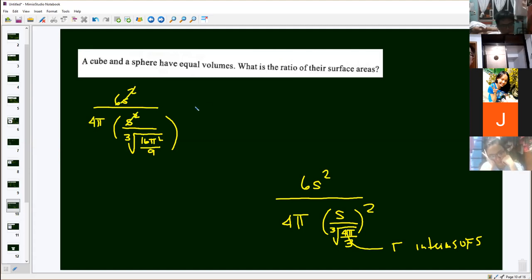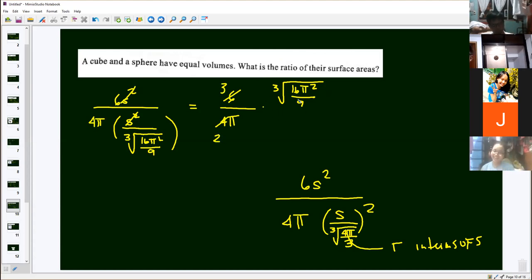So what we'll have is 6 over 4 pi, and then times this will be 1 over this. So the cube root of 16 pi squared over 9. So basically, ganyan lang siya. And wala ka namang magagawa na sa cube root because it's already a simple radical. Why? Because yung iba, i-get rid lang yung fraction.